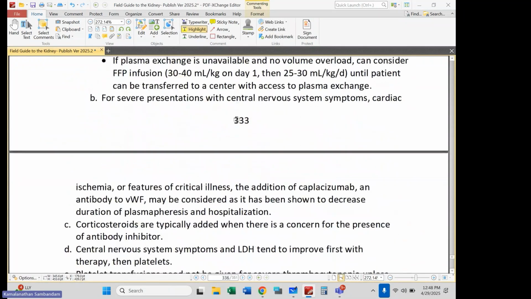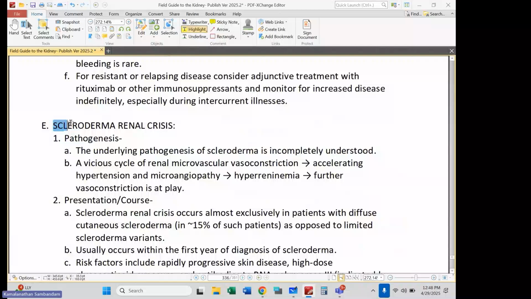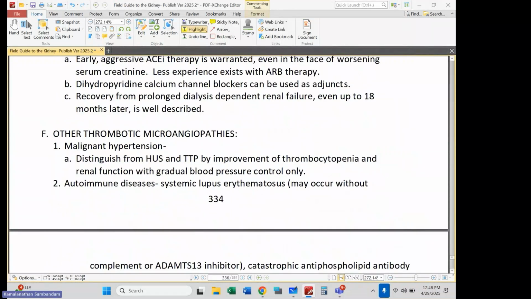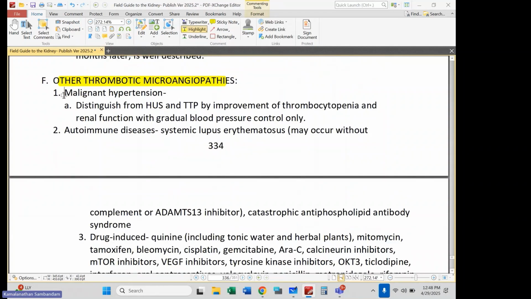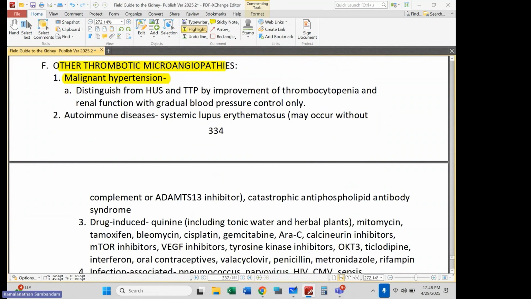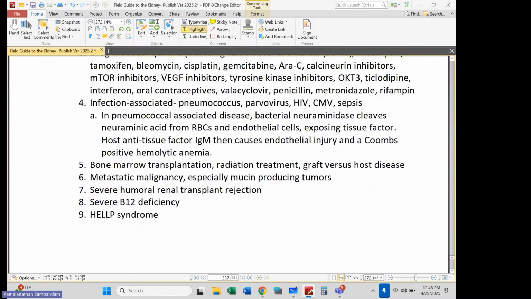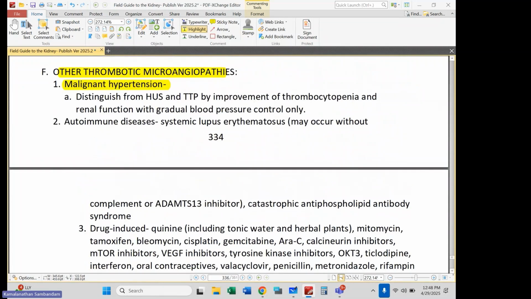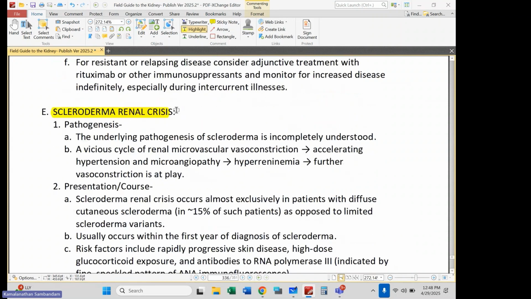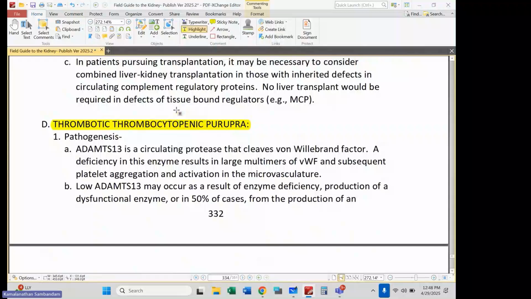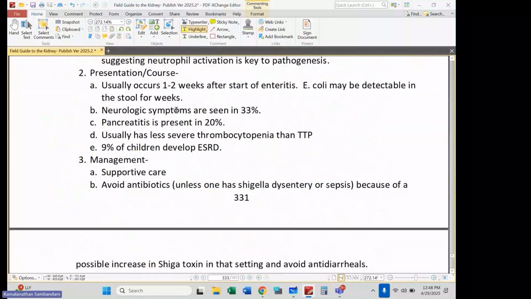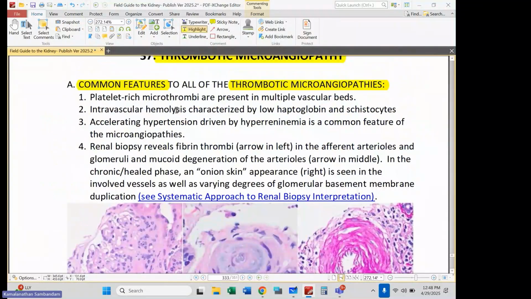And then I think we're talking about scleroderma as well. Yeah, so scleroderma renal crisis. Others would include things like malignant hypertension, certainly one of the most common TMAs that you're going to see. And then things like antiphospholipid antibody syndrome or drug-induced TMAs we're going to capture under this final "other thrombotic microangiopathy." Okay, so you see the mile markers ahead. Let's then first talk about features of all of these thrombotic microangiopathies.